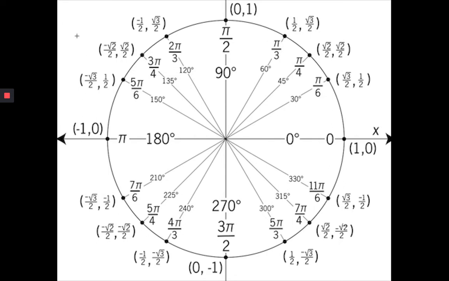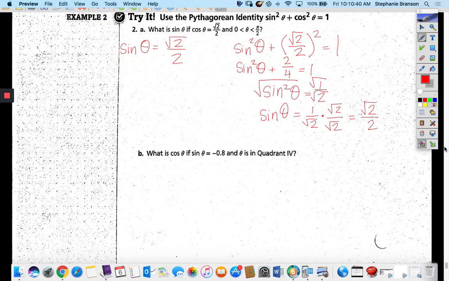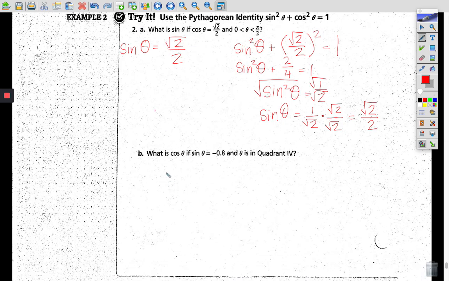All right, next part says, what is cosine of theta if sine of theta is equal to negative 0.8 and theta is in quadrant 4? So let's take a look at it. What is cosine of theta if sine of theta is negative 0.8? So I've got negative 0.8 squared, because I'm still using the same formula, plus cosine squared of theta is equal to 1.